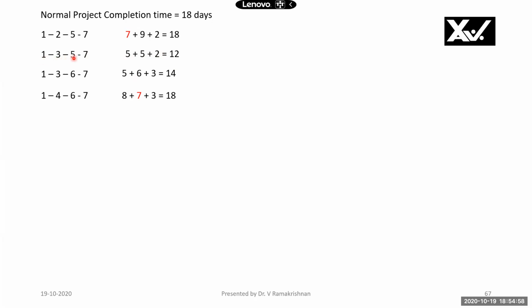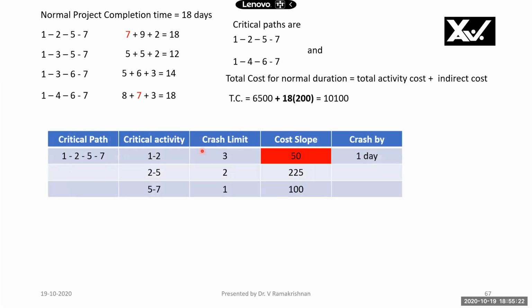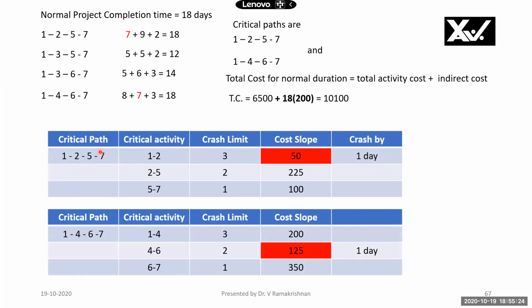For example, path 1-3-5-7: activity 1-3 is 5 days, 3-5 is 5 days, 5-7 is 2 days. Total is 12 days. Critical paths are 18 days, these two critical paths. Now, total cost for normal duration is the total activity cost, which we have seen, 6,500, plus indirect cost for 18 days at 200 rupees per day, which is 3,600. Total is 10,100.